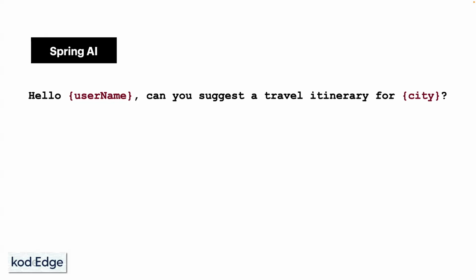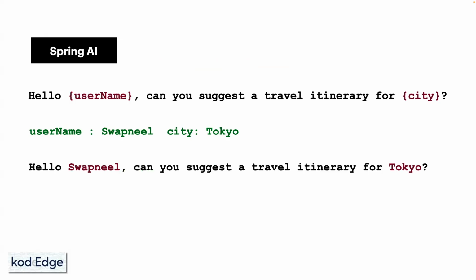For example, in this template, "hello username, can you suggest a travel itinerary for city?" Here the curly braces denote the placeholder. Let's say we pass the values for username as Swapnil and city as Tokyo, which we will get through the system or the application at runtime. This will generate a prompt like "hello Swapnil, can you suggest a travel itinerary for Tokyo?" So this makes the template reusable while allowing you to inject dynamic values for each user or request.